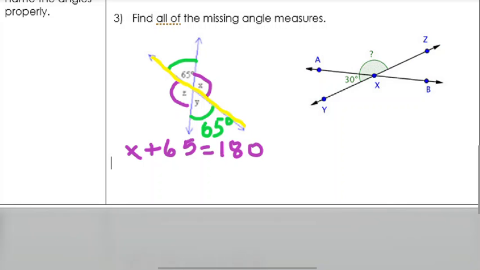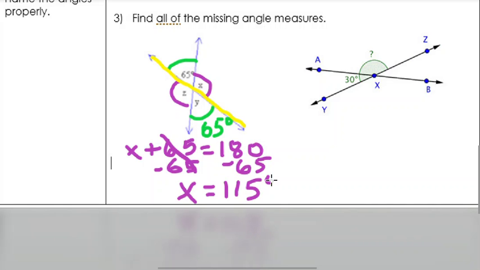So then I can solve for X. So I would do minus 65 to get rid of it on this side and do the same thing on this side. And that will leave me with X equals 180 minus 65 is 115 degrees. So if X is 115 degrees, that means that Z, which is vertical from it, is also 115 degrees. Vertical angles are real easy, they give it to you. It's the exact same measure as the one that's across from it.